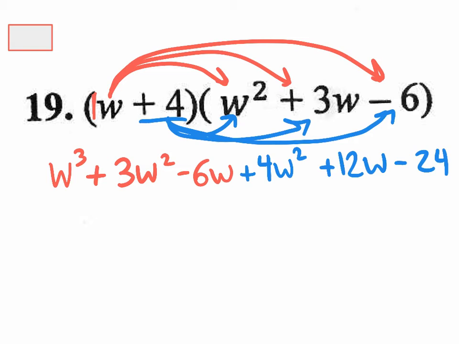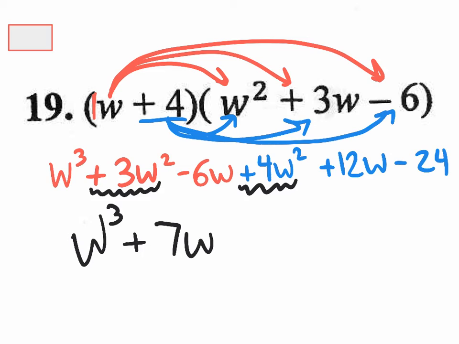What's our answer in standard form going to start with? What's the first term of our answer? W cubed. W cubed, that's right. And then after that, we're going to combine the W squares, right? Yeah. So let's combine this positive 3W squared with this positive 4W squared, and we get what? 7W squared. Positive 7W squared.